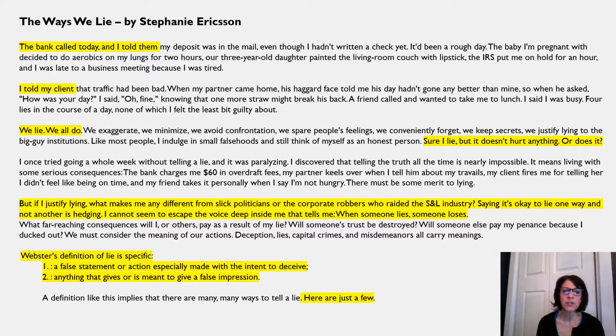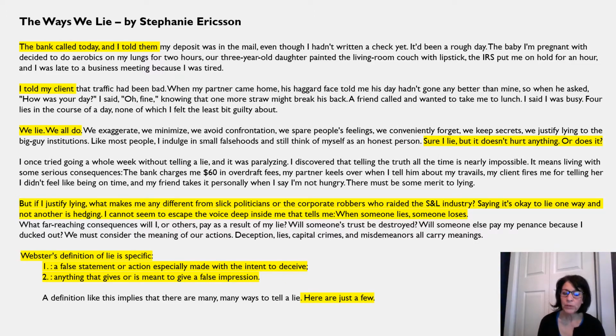The other thing she does in her introduction is she gives us a definition, because if she's going to take this topic, the subject matter of lies, she wants to make sure that she and her audience are on the same page, that we are defining a lie in similar ways. And so she says, "A lie is a false statement or action, especially made with the intent to deceive." And I think that's important because she's letting us know we're not going to just be looking at verbal lies. And then the second definition, "anything that gives or is meant to give a false impression." And so this has something to do with intent.